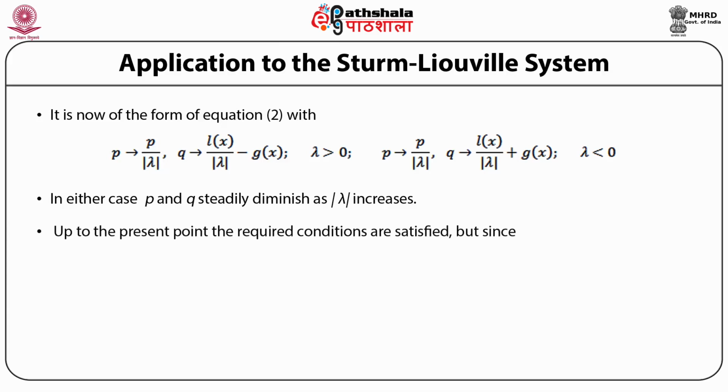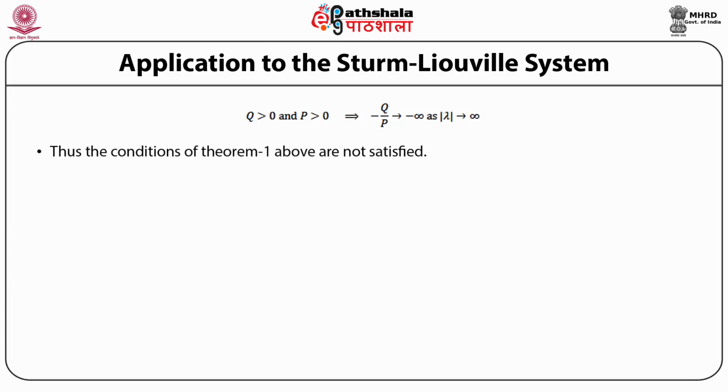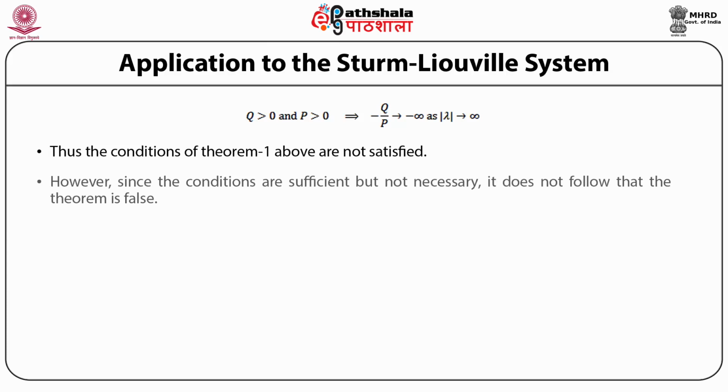Up to the present point, the required conditions are satisfied. But if we note that capital Q is greater than 0 and capital P is greater than 0, then minus of capital Q by capital P tends to minus infinity as mod of lambda tends to infinity. Thus, the conditions of theorem 1 above are not satisfied. However, since the conditions are sufficient but not necessary, it does not follow that the theorem is false.